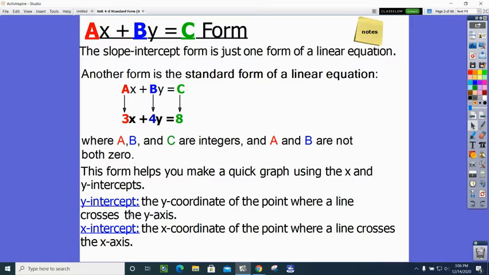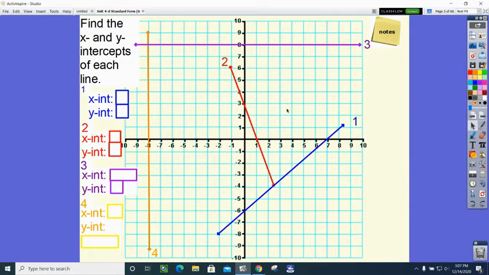So don't forget that the y-intercept is the y-coordinate of the point where the line crosses the y-axis, and the x-intercept is the x-coordinate of the point where the line crosses the x-axis. So just so we kind of get those thoughts in our mind, what we're going to do is just look at these four lines, and we're going to write their x and their y intercepts. Okay, so let's start and see how you did.